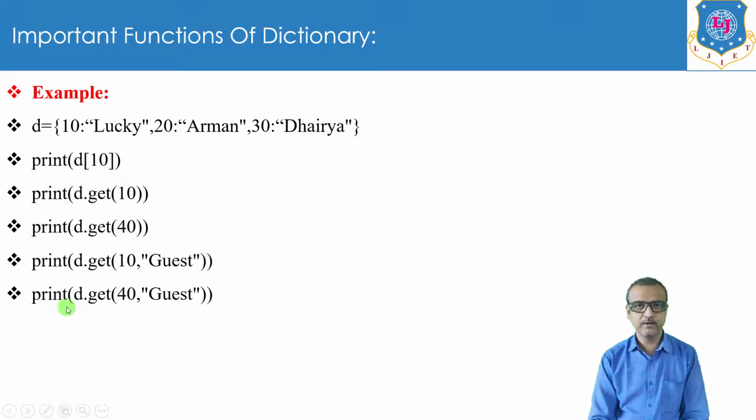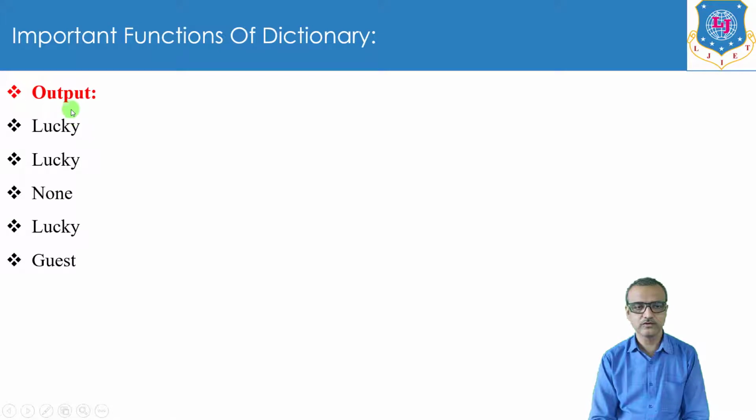And finally, print of d dot get of 40 comma guessed. You can see that key number 40 is not there in dictionary d, so it will give us the default value, that is guessed in this case. So the output of this print statement is guessed. So the final output is Lucky, Lucky, none, Lucky and guessed.